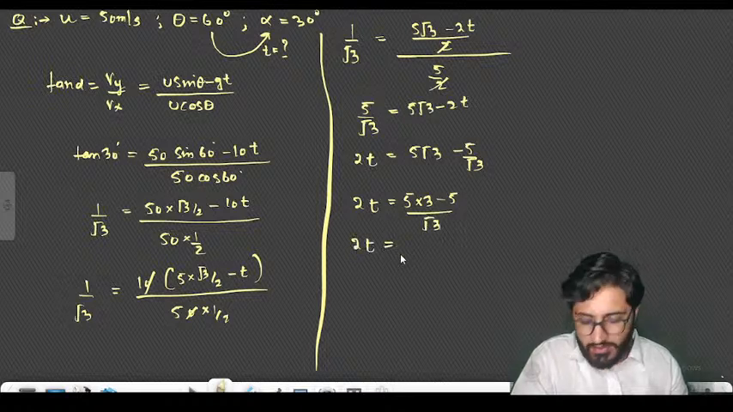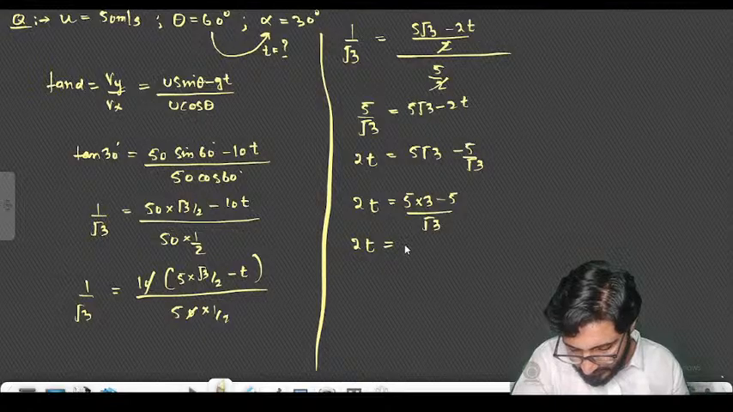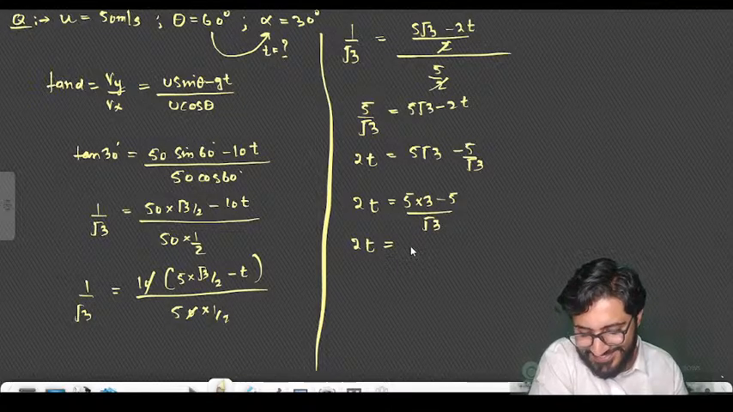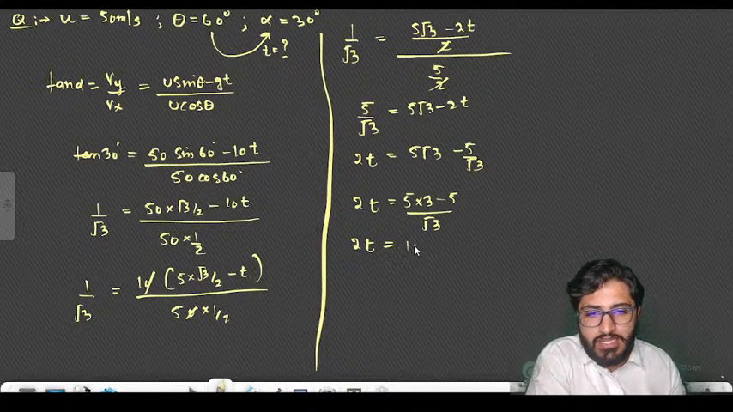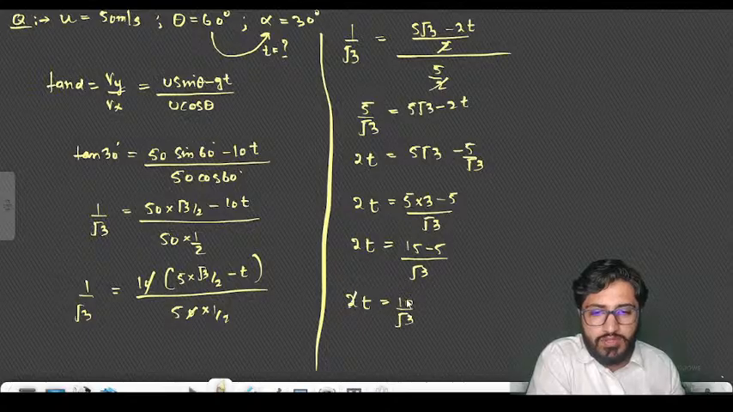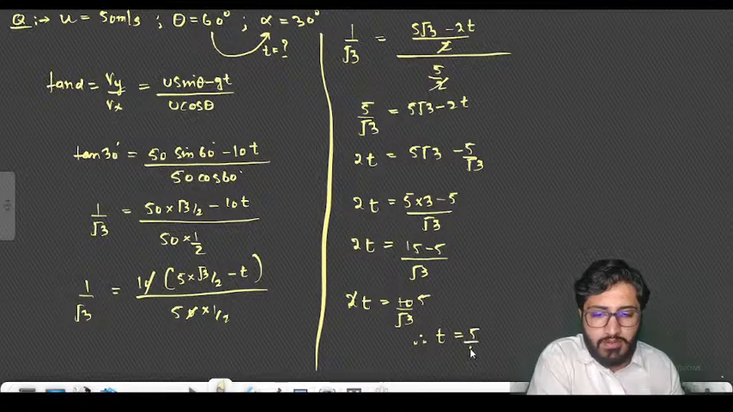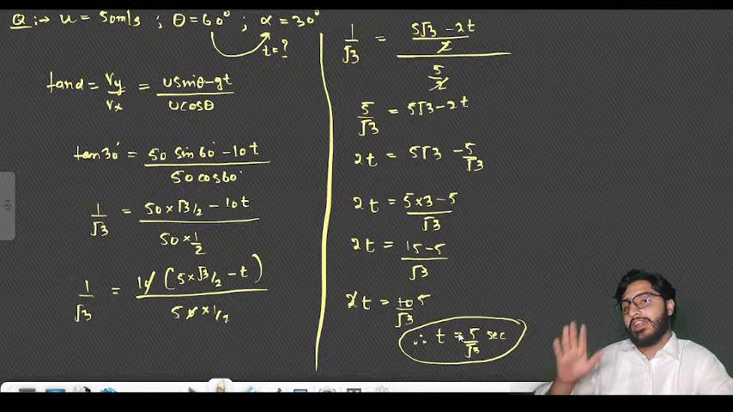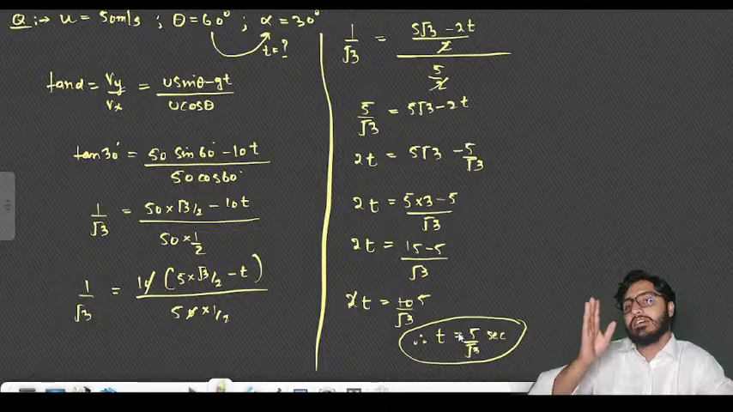So 2t equals 15 minus 5 divided by root 3. So 2t is equal to 10 divided by root 3. 2 1s are 2, 2 5s are 10. So therefore time is equal to 5 divided by root 3 seconds. So the particle takes 5 divided by root 3 seconds to get from 60 to 30 degrees, right?